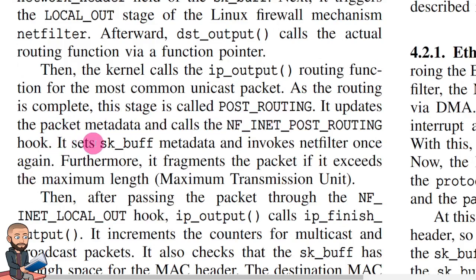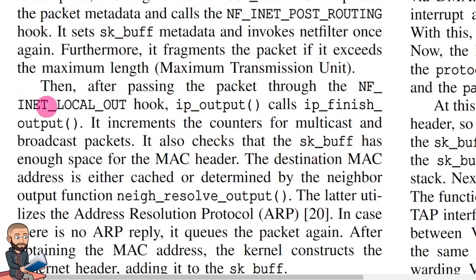It updates the packet metadata and calls the NF_INET_POST_ROUTING hook. It sets skbuf metadata and invokes netfilter once again. Furthermore, it fragments the packet if it exceeds the maximum length. You remember MTU? Then, after passing the packet through the NF_INET_LOCAL_OUT hook, ip_output calls ip_finish_output. It increments the counters for multicast and broadcast packets. It also checks that the skbuf has enough space for the MAC header.